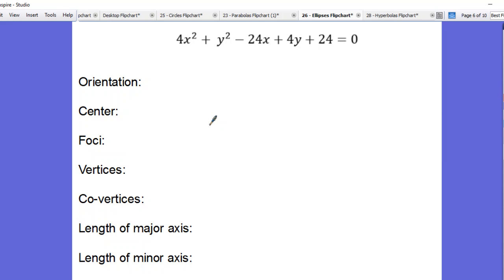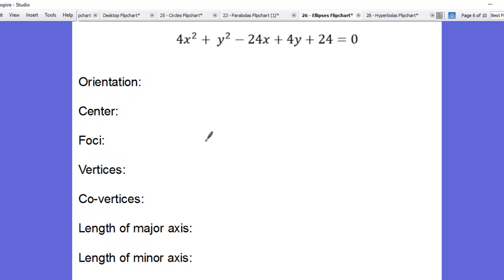So this one's a little bit trickier. Here we're going to have to complete the square in order to get it into a form where we can analyze it. Our first step is to group our x squared and x and y terms, and then we're going to have to factor out any coefficients for the x term.